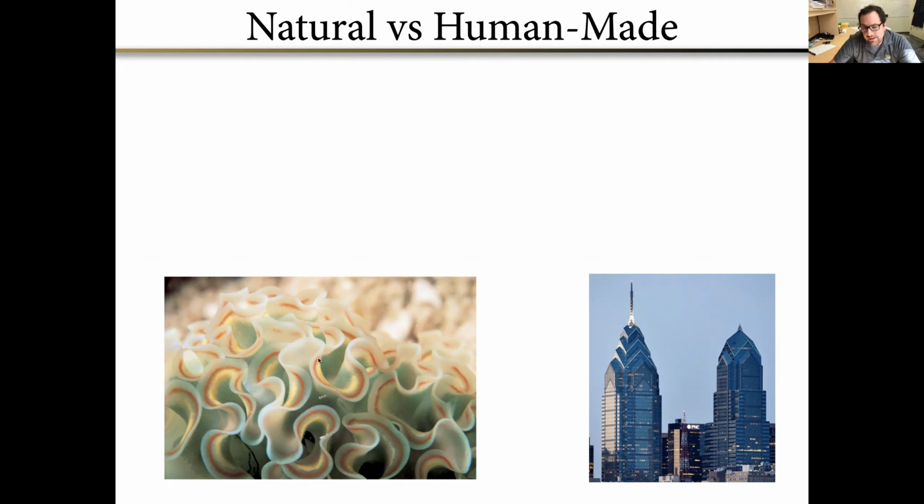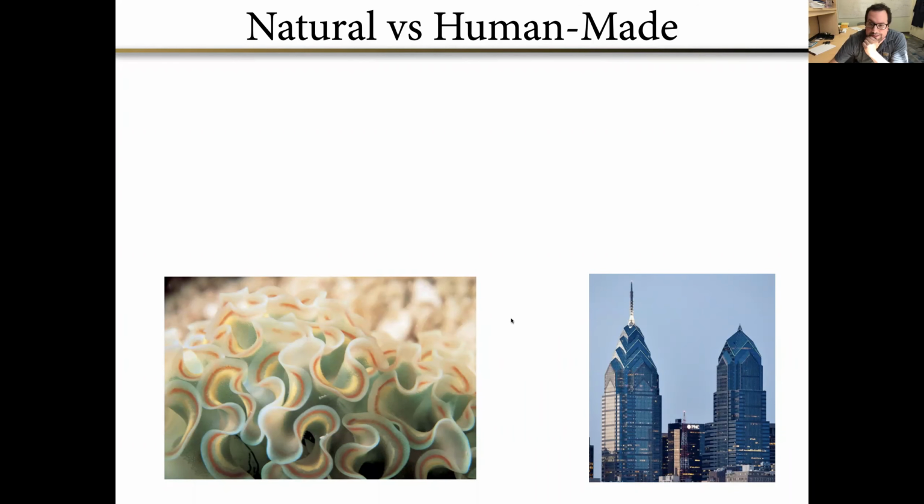This is a sea slug, and we see this rippling pattern along the edge. The other thing that is different about many of the materials that arise in nature is that they're much softer. That means they're more pliable to soft forces.